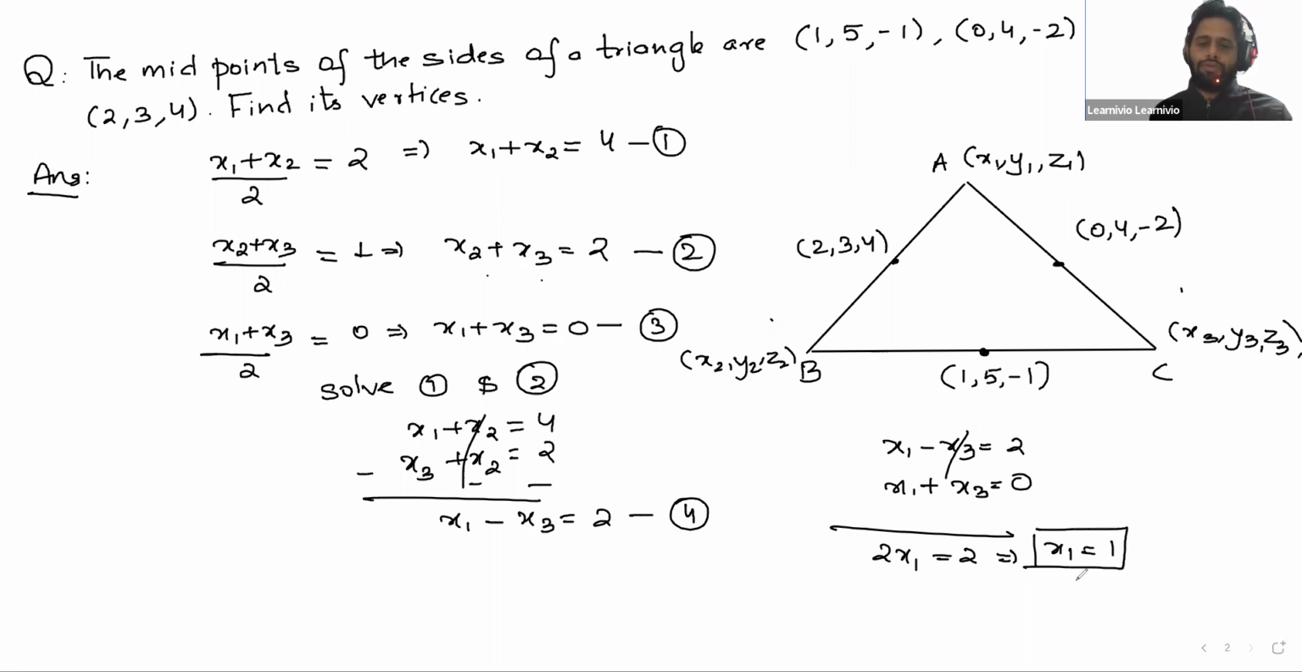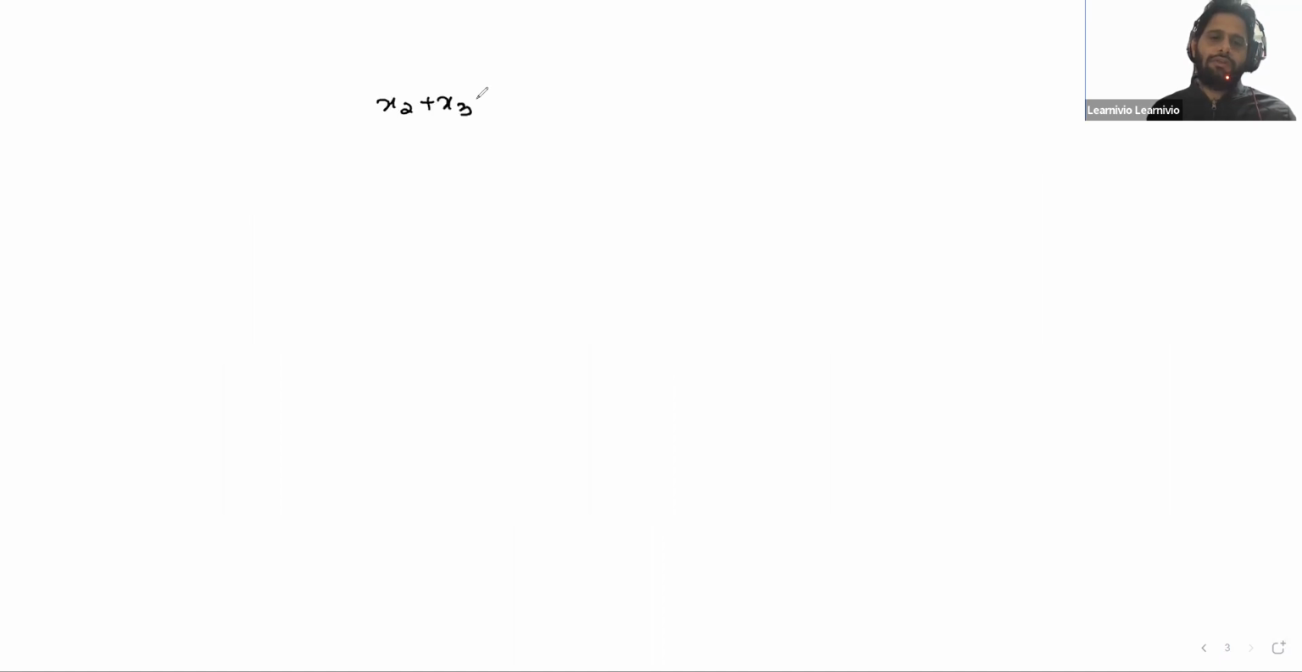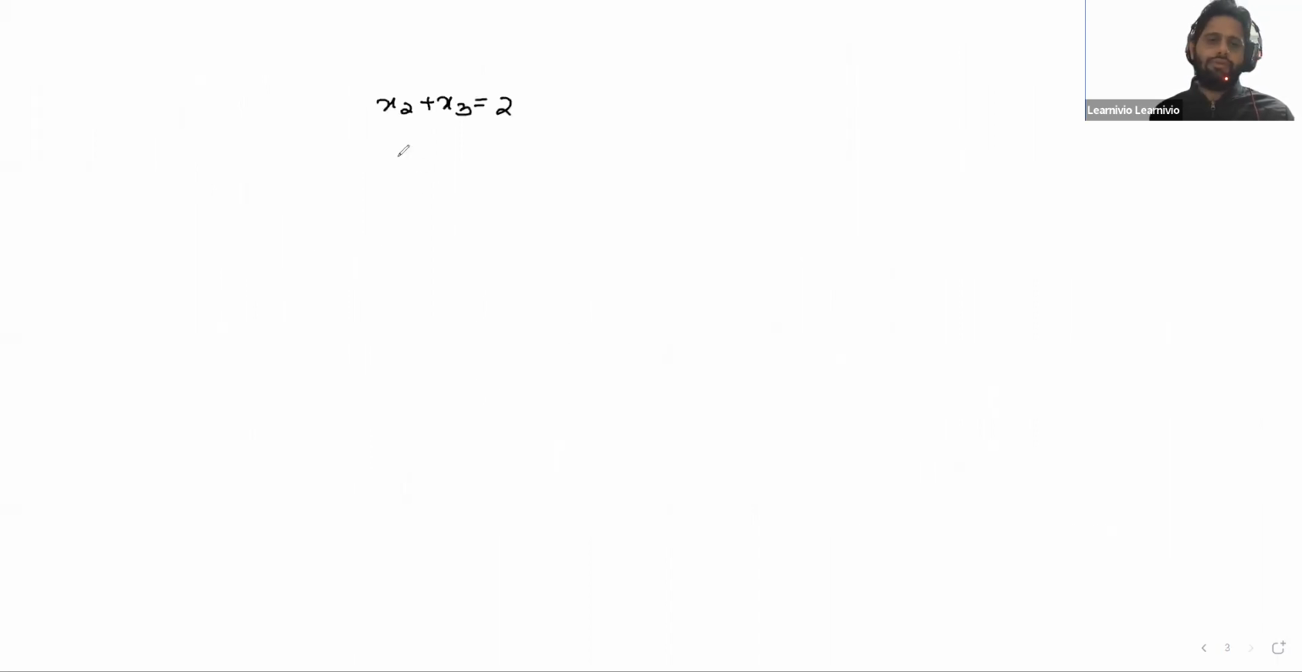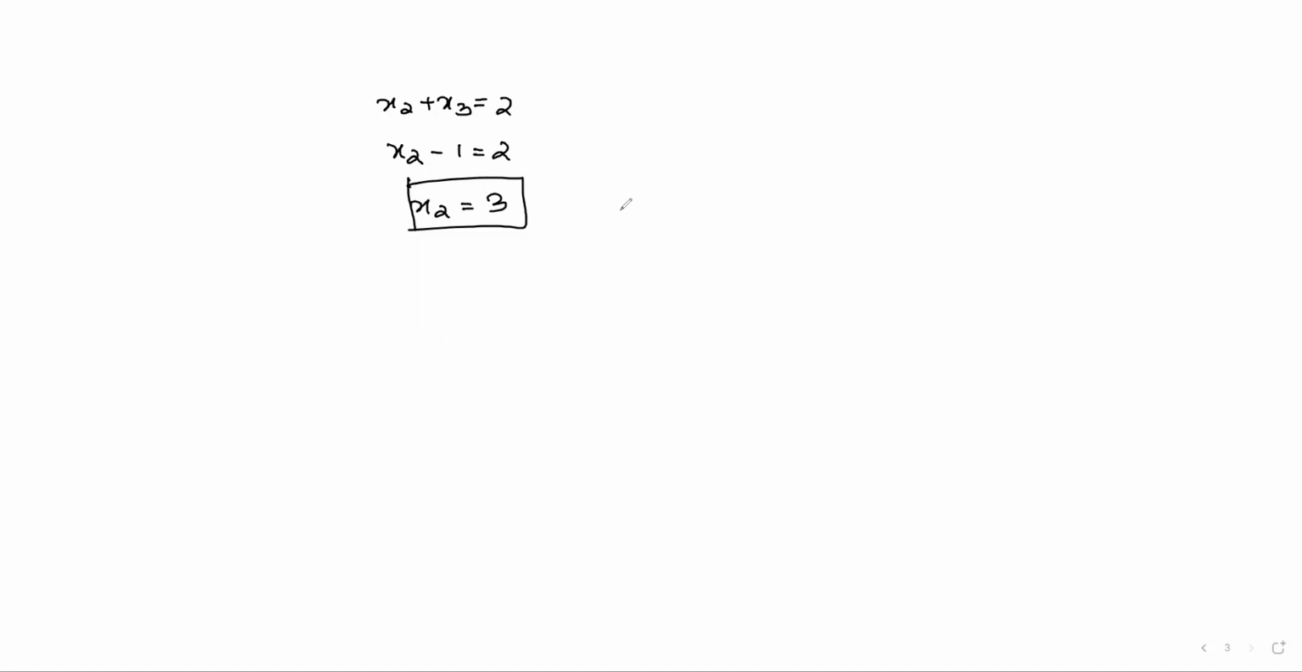Now, if you put this value in any of the equations, for example in equation three, x1 plus x3 is equal to 0, we can say x3 is equal to minus x1. So you will get x3 is equal to minus 1. Now we need x2. We have x2 plus x3 is equal to 2. X3 you already have, minus 1. So x2 minus 1 is equal to 2, and x2 is equal to 3. Okay, Krishna? Yes, sir.